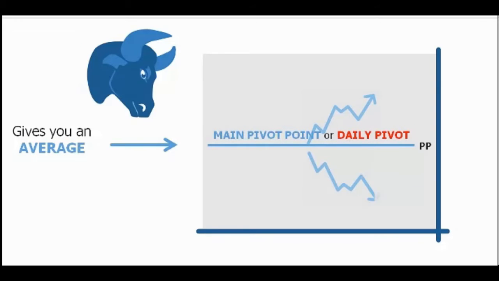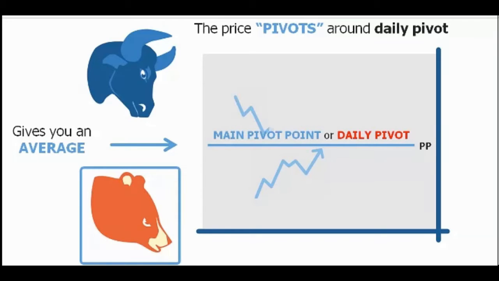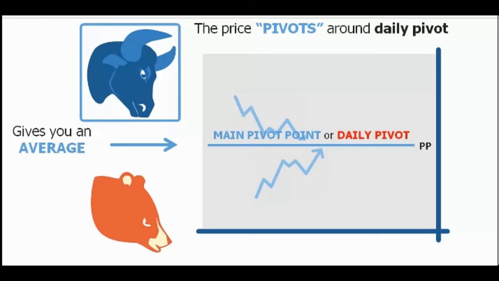Conversely, if price is trading below this level, it would be considered that there are more bears in the market. This main pivot is the point at which the market pivots around, hence where the name comes from. If price reaches the pivot point from below, bears are likely to push price down, and when price reaches it from above, bulls are likely to come in and push the price back up.